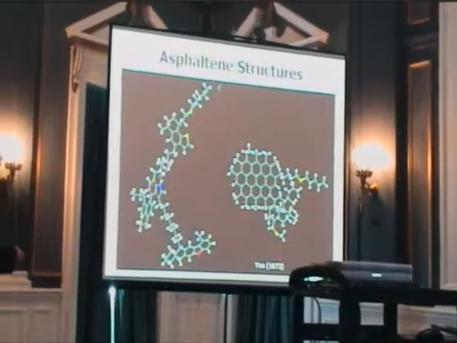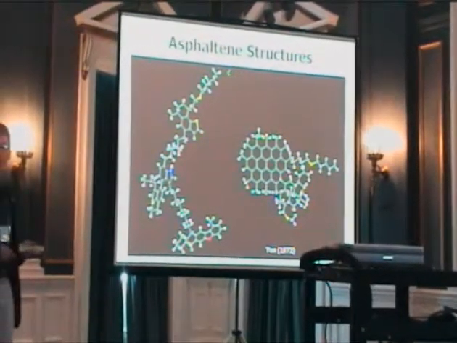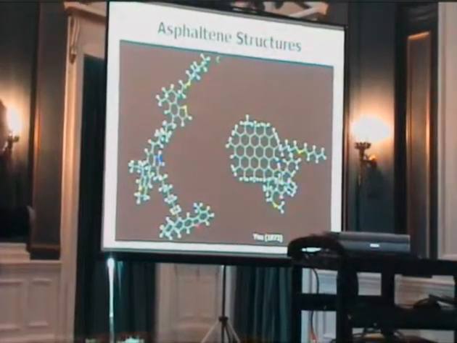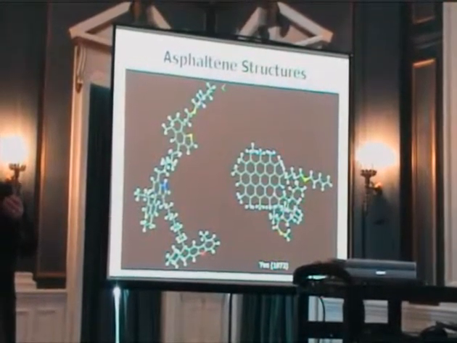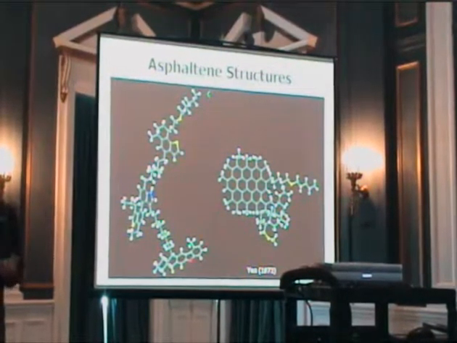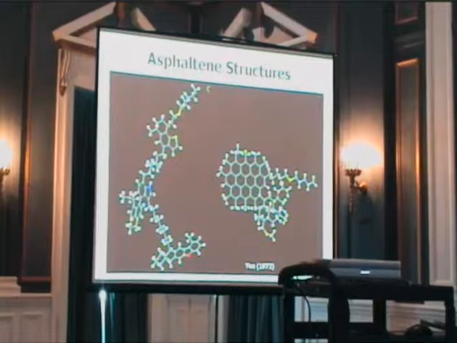The first is what we call an archipelago type of model, shown here on the left, whereby all the aromatic rings and aromatic structures are connected together with a linear carbon framework. The other one is what we call a pericondensed model, where we have these large platelets of aromatic structures.